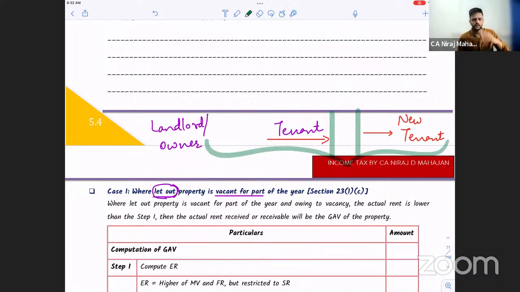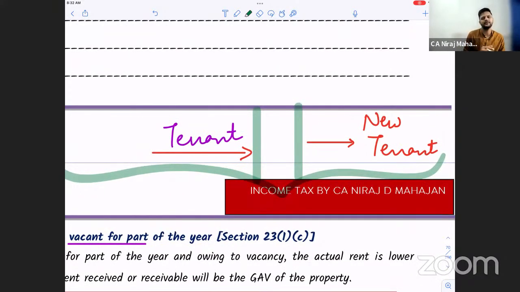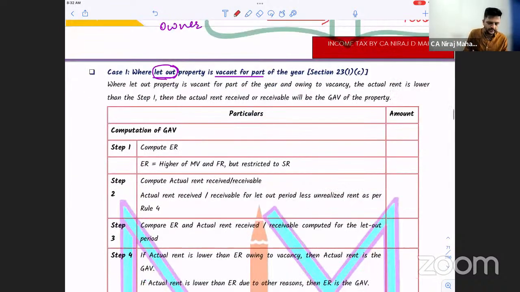Clear? So category will be 3 only: self-occupied, let out, and deemed to be let out. The actual category of this house is what? Let out. But the problem is there is no tenant. That's why you're not getting some actual cash, some money from the property. So that is basically your loss. That is called as vacancy loss. Ready? Okay, understood? I'll go ahead.